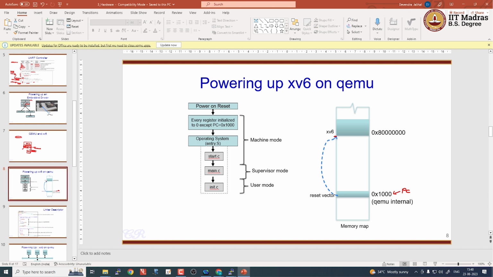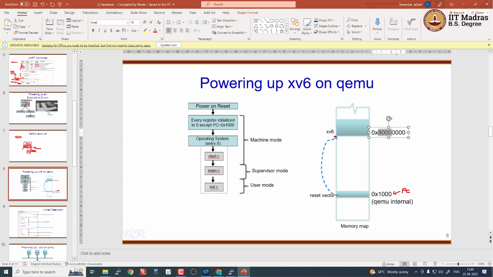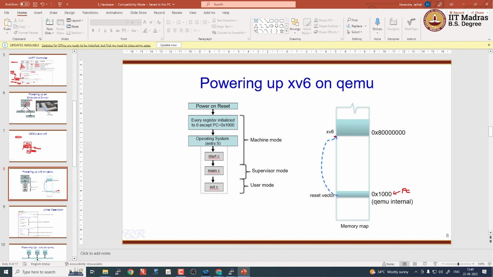Now this compiled xv6 kernel should be somehow placed in this memory location 80 million. When we typically write programs, we don't really bother about where the code is placed, where data is placed, where the stack and local variables are, and so on. But when we are working with the operating system, it's critical that the OS is placed at a location which can be reached by the reset vector or the bootloader. In this very specific case, we want to ensure that our xv6 code is present at this memory location 80 million. So how do we do this?